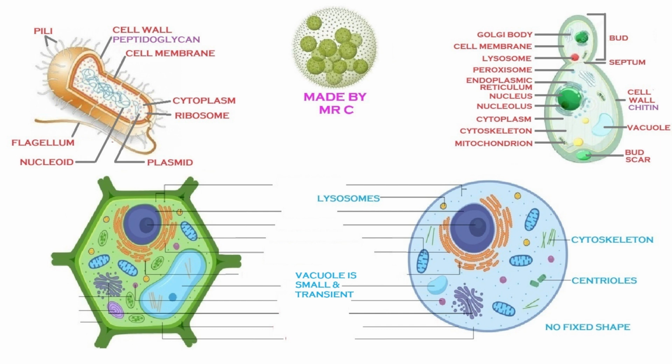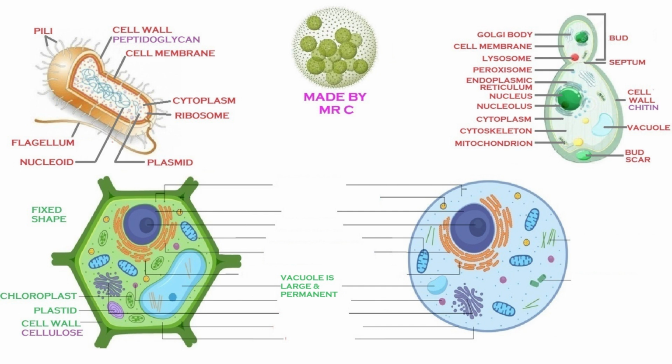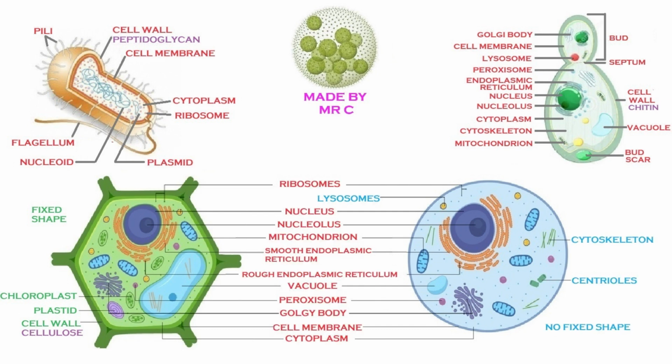Now we're going to look at the things that are special to a plant cell. The plant cell has a fixed shape due to its cell wall. Its cell wall is made of cellulose. It also has chloroplasts, which are the site of photosynthesis, and plastids, which contain pigment. And the vacuole inside a plant cell is large and permanent and contains water. So here is the bacterial cell, the fungal cell, the plant cell, and the animal cell all labelled.